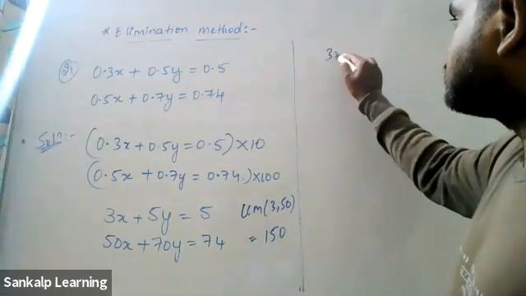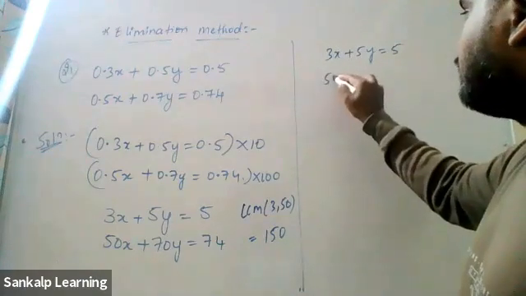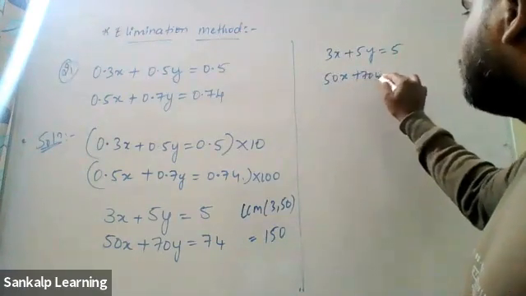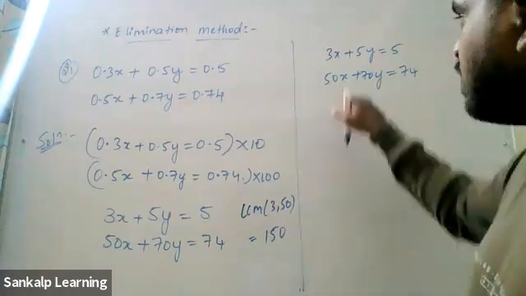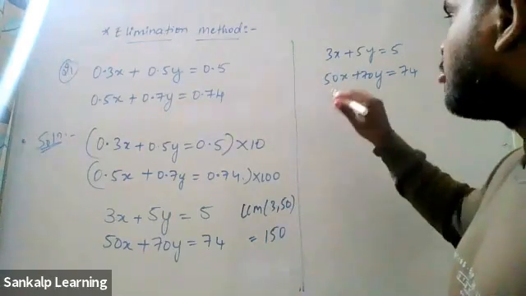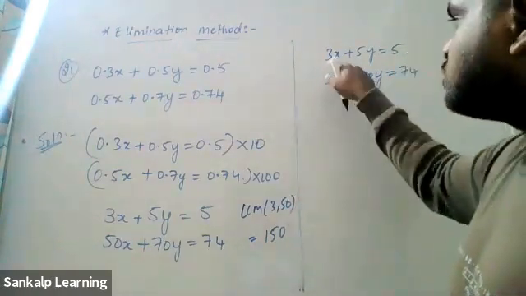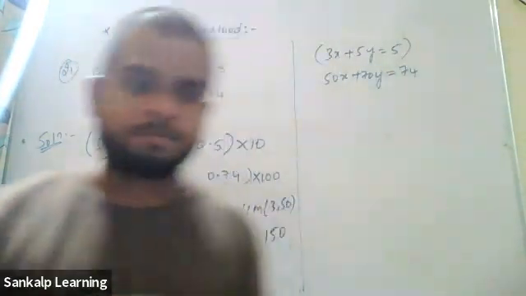So let me write again: 3x plus 5y is equal to 5, 50x plus 70y equal to 74. Now the LCM 150 has come, so this 3 also should become 150, and this 50 also should become 150. Now Ashrita, can you tell me what to multiply 3 by to get 150? 3 into what gives you 150?